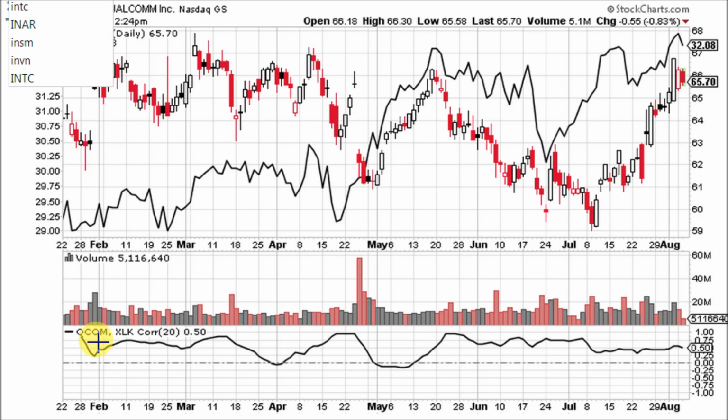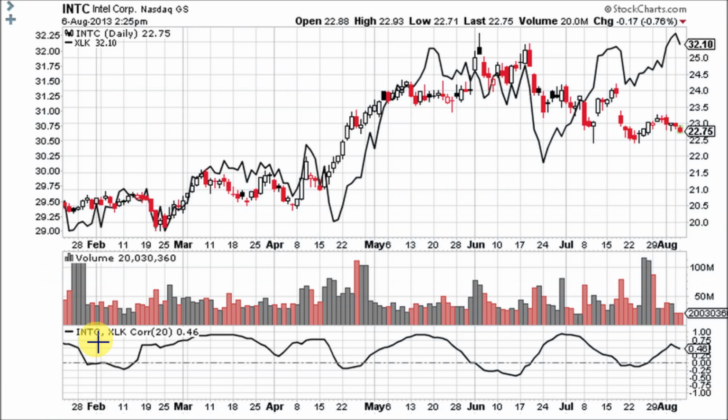Okay, Intel, INTC, the computer chip maker. More correlated than not, with 4 periods of no correlation or negative correlation. Don't really see this one.